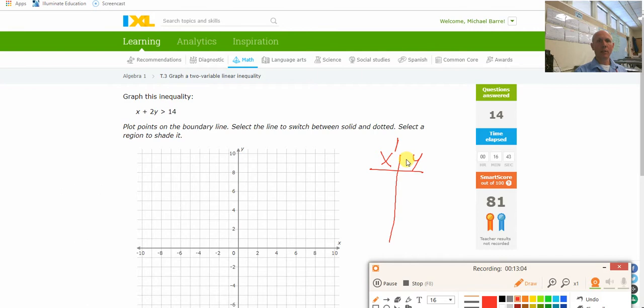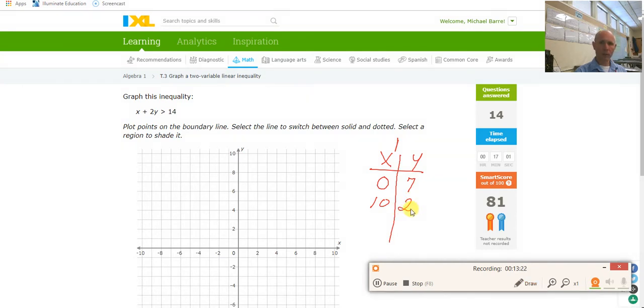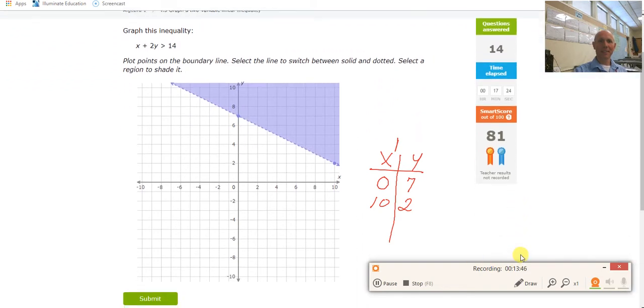If I plug in 0 for x, y is 7. 10 for x, y is 2. Let's plot those points. Yeah, that's cool. And now let's test 0, 0. 0 plus 0 is greater than 14. 0, 0 is false, so I'm going to shade above it. Oh, and what line type? Did not anticipate that problem.